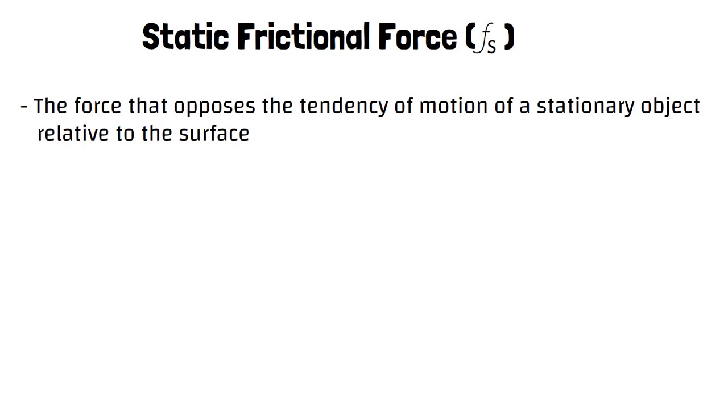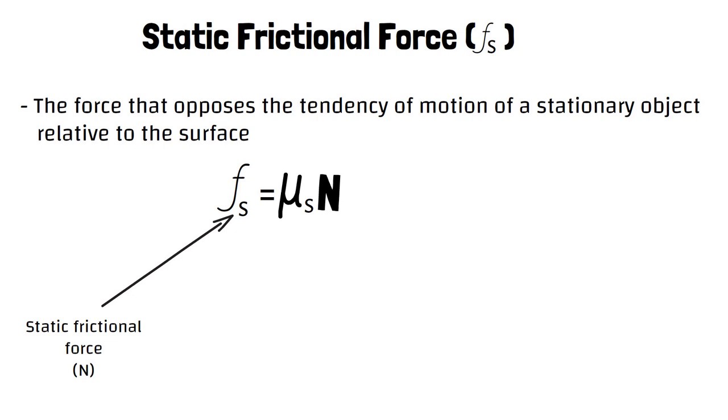Once you pull the object and it starts moving, it is now kinetic friction opposing the motion of the object. I don't know if you understand there. So static frictional force: fs equals mu s times N. fs is the static frictional force or static friction, measured in newtons because it is a force. Mu s is the coefficient of static friction. I explained the coefficient of kinetic friction is similar to the coefficient of static friction, and it also has units. N is the normal force, measured in newtons because it is a force.